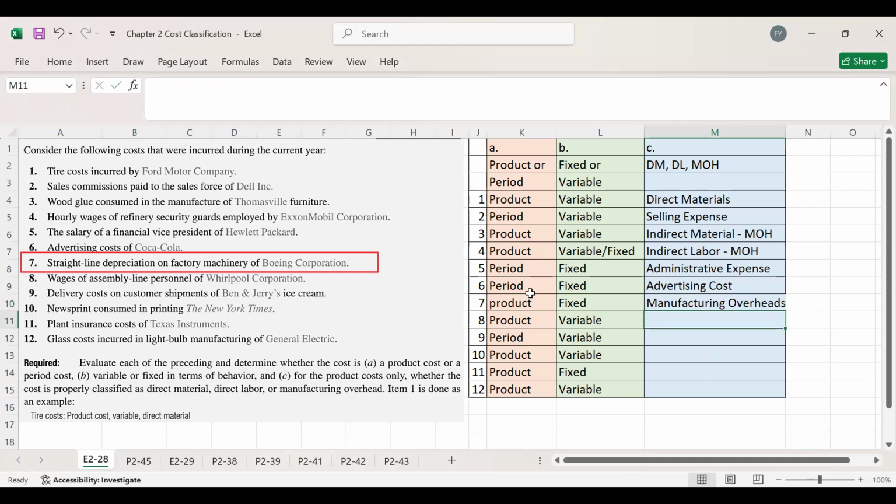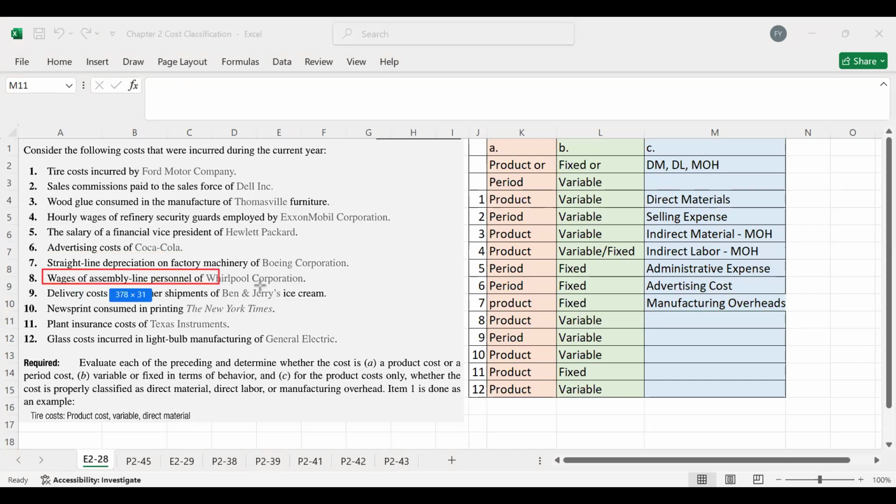Then next we have in 8, the next example is about wages of assembly line personnel. Assembly line personnel are the laborers who are directly involved in the production. They are those laborers who assemble the parts of the product. So they are direct labor.